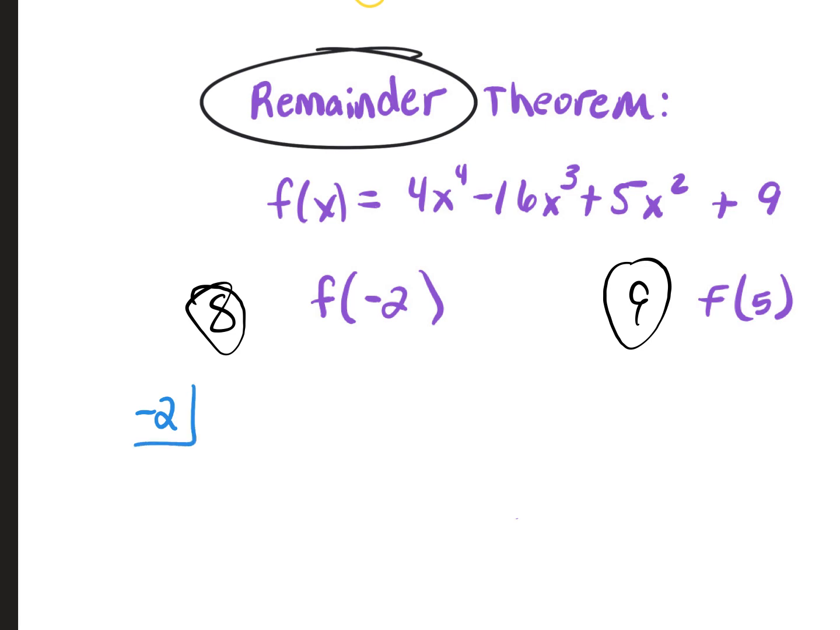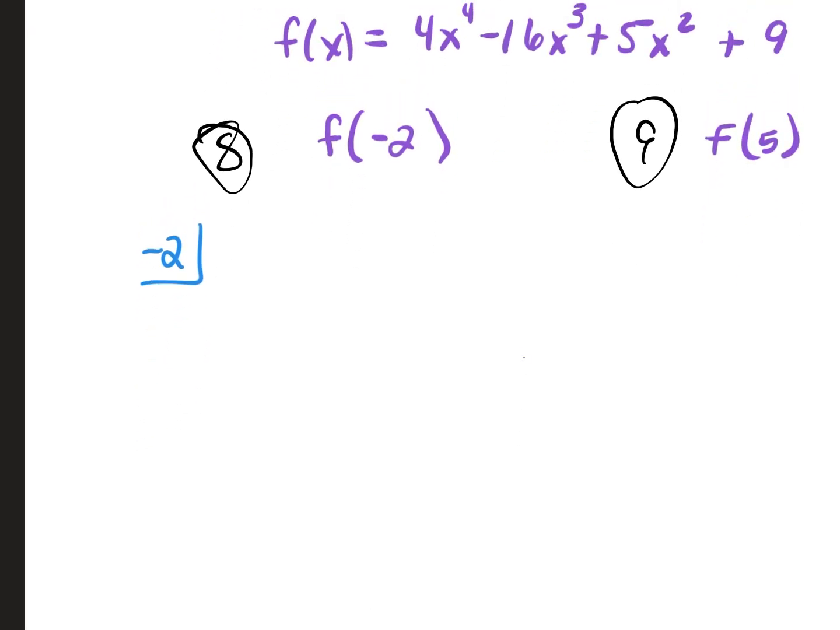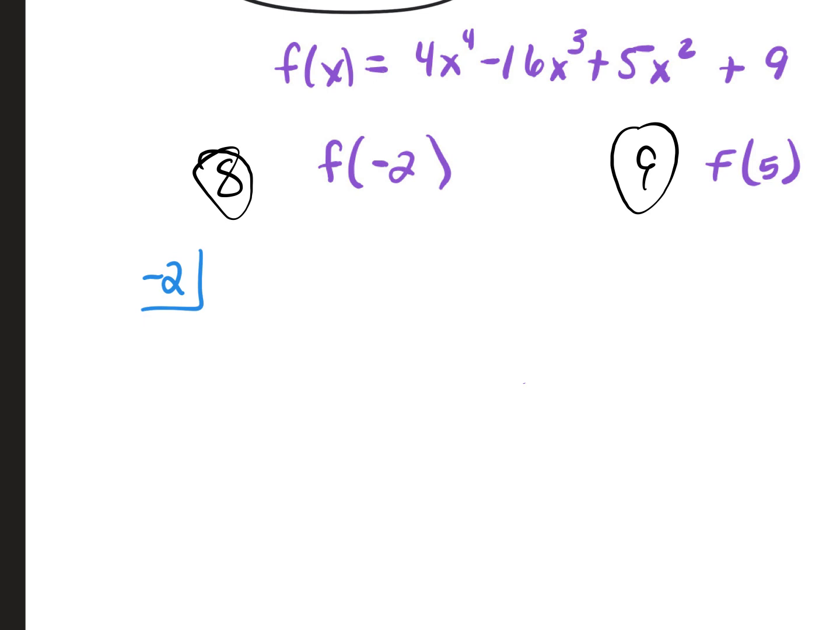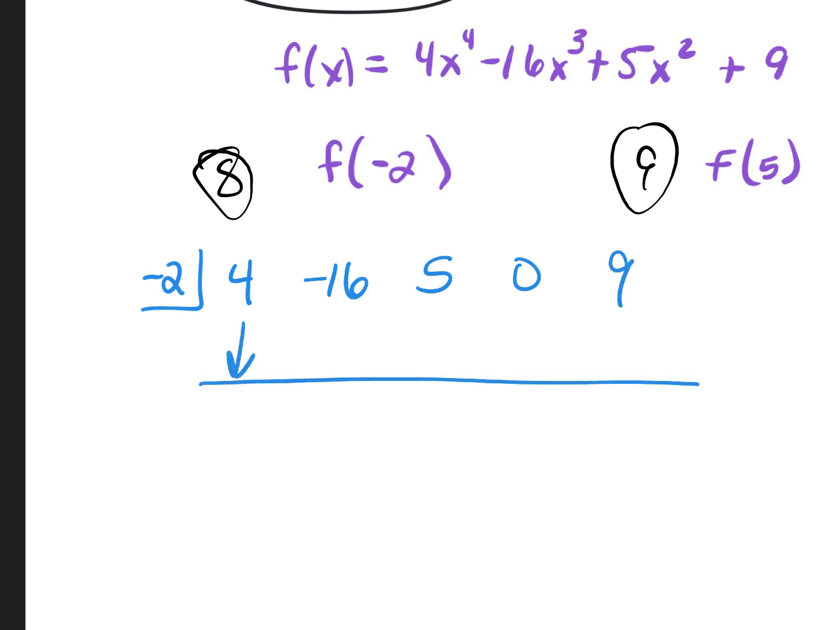I'm going to write out the coefficients of everything in my polynomial. So my coefficient of x to the 4th is 4. What's the coefficient of x cubed? Negative 16. Good. What's the coefficient of x squared? 5. What's the coefficient of x? 0. Do I have to have that 0? Yes. Super important. You guys have to have that placeholder. And then what's left over? 9. You guys are good. We're almost done.